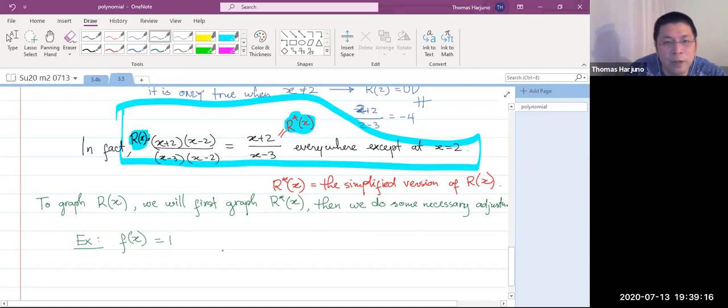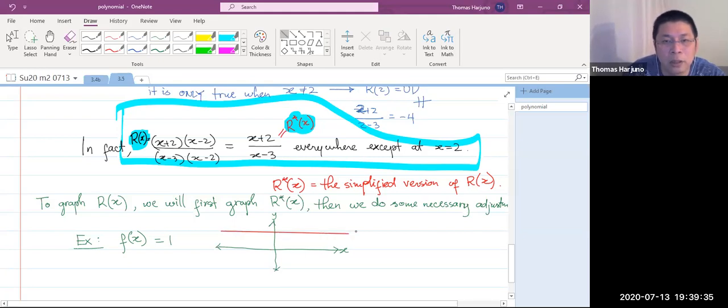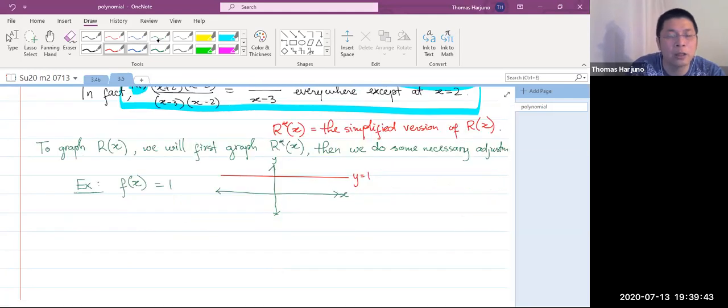The function f(x) equals 1, if you don't know what the graph looks like, drop the class. f(x) equals 1 is a horizontal line. Right? y equals 1. That's the graph. Now, I want to compare that f(x) with the following graph.